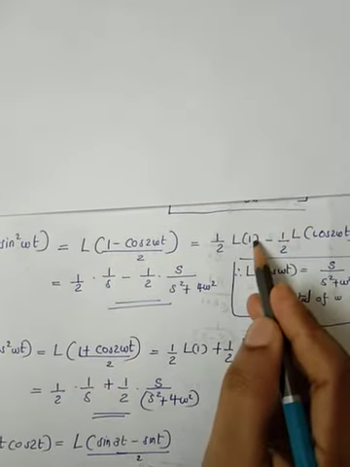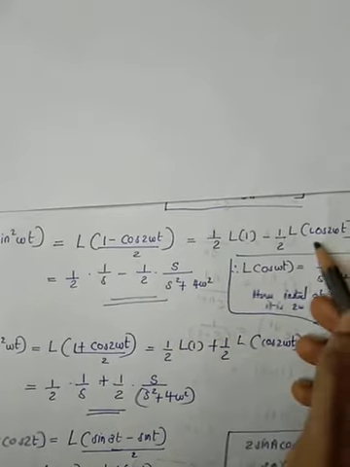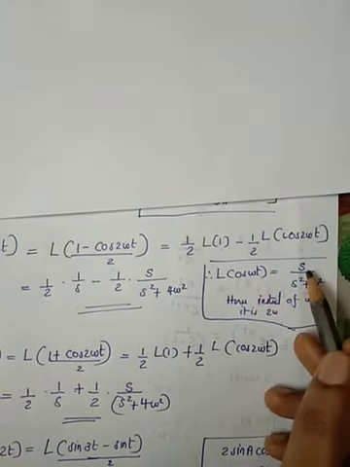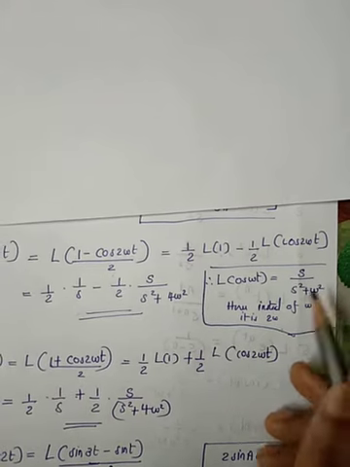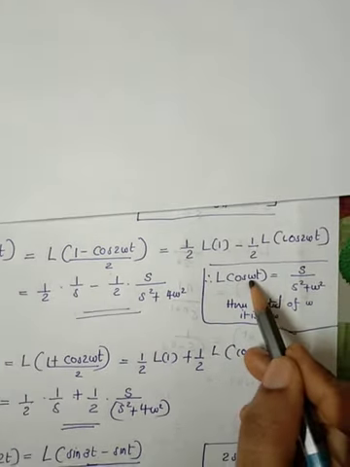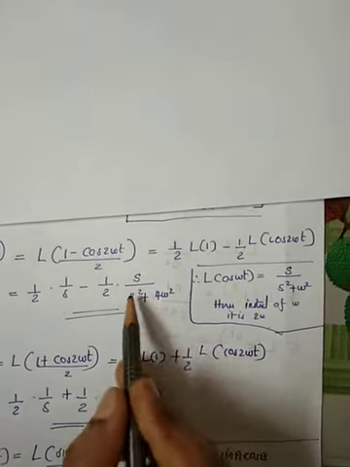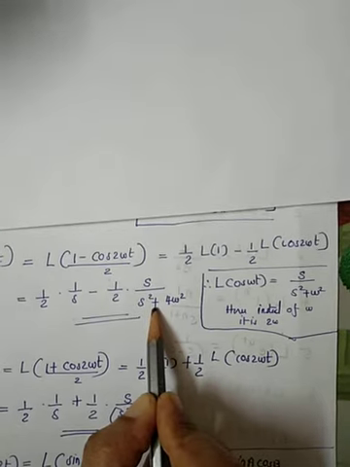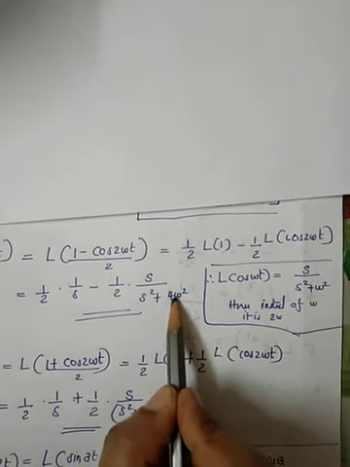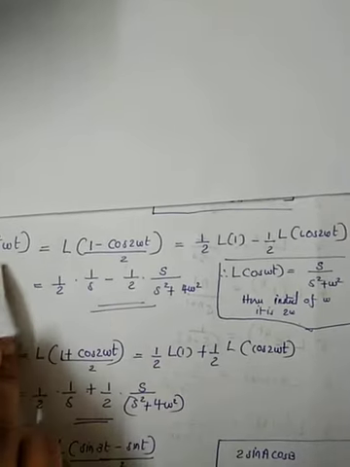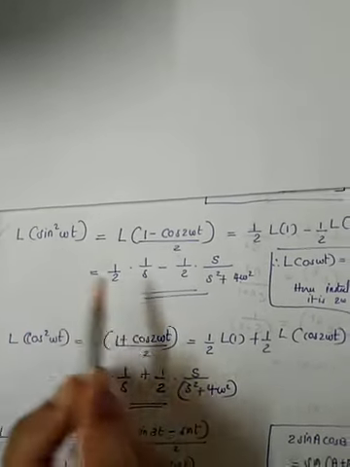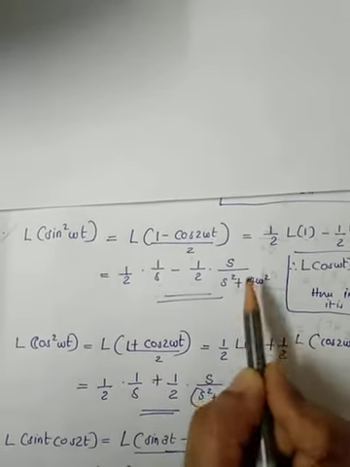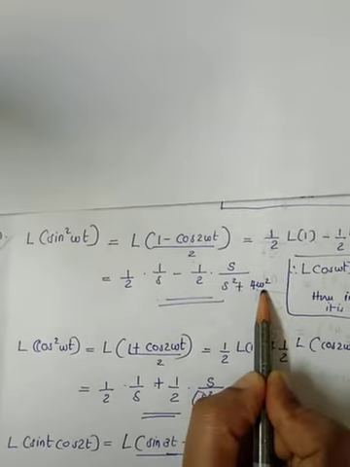Then we know that L of 1 is 1 by s and L of cos wt is equal to s by s square plus w square. Instead of wt, here it is 2wt. Therefore it becomes s divided by s square plus, instead of w it is 2w, therefore its square, that is 4w square. Therefore Laplace transform of sine square wt is equal to 1 by 2 into 1 by s minus 1 by 2 into s divided by s square plus 4w square.